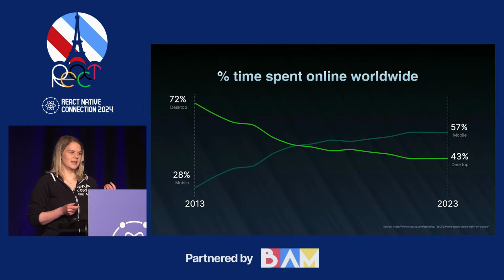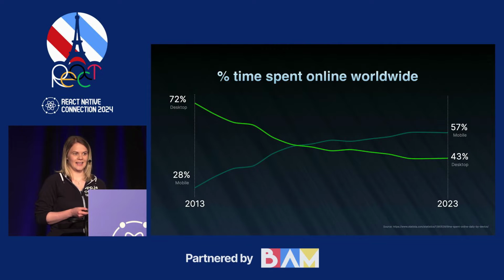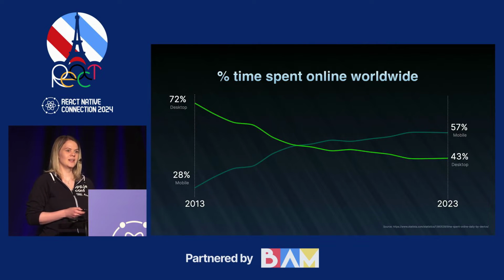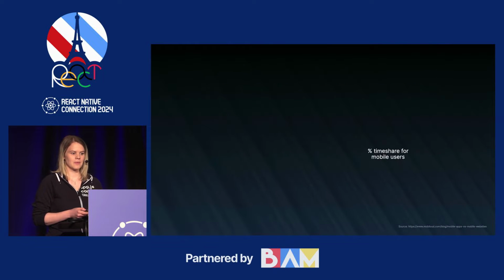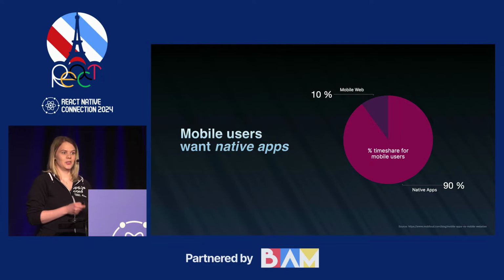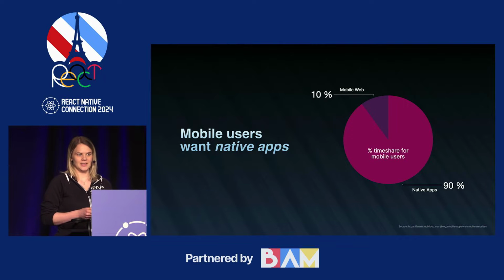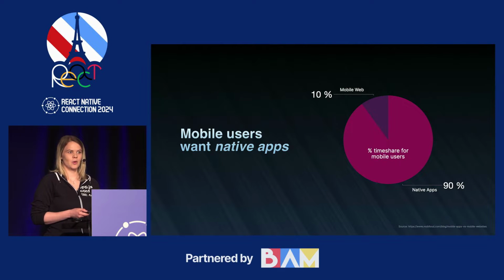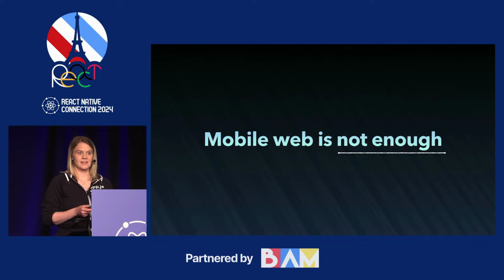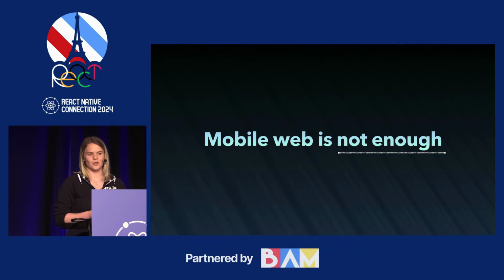Well, if we look at the trend in the past decade, from the so-called smartphone era, what's happened is the amount of time people spend online has increased overall, but in particular, it's shifted towards mobile usage. People spend more time online on their phones than they do on their desktops. Moreover, when we look at what people actually do on their mobile phones, they strongly prefer using real native apps. So only 10% of time using your mobile phone do people use mobile web. And this tells us that mobile web is not enough for most smartphone users.